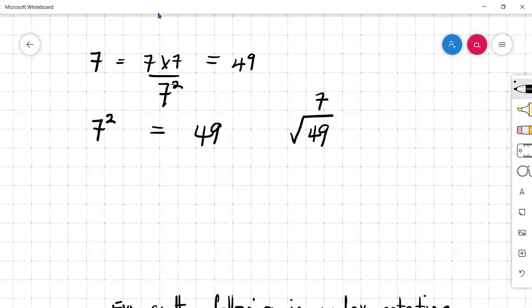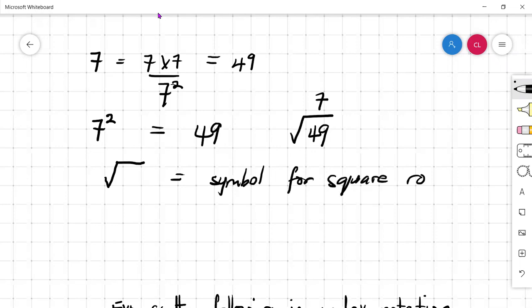So this is a symbol that is used for square root. All right. So this is the symbol. This is a symbol for square root.